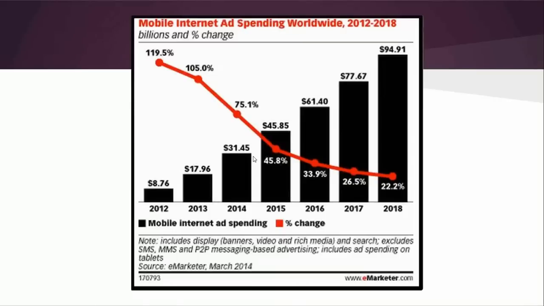And here's an interesting statistic, and it shows the incredible rise from 2012 and where it's going. In 2012, there was only $8.76 billion in mobile advertising, and say only, that's a lot. But you can see how it's grown up to 31.45 currently, and it's expected to grow even more and more and more. It's not going to grow at as dramatic a rate right away, but you can see it's still fairly dramatic.